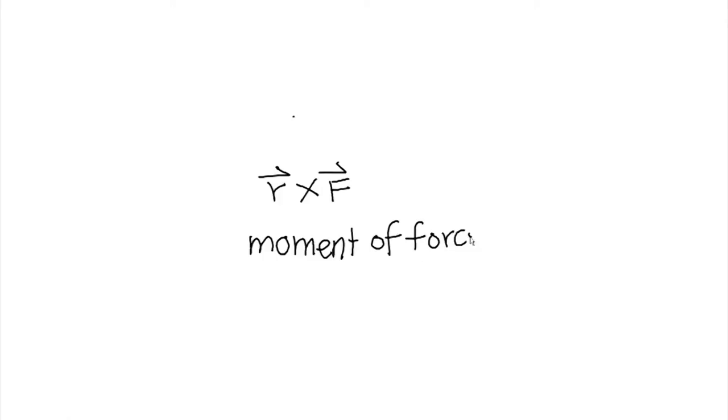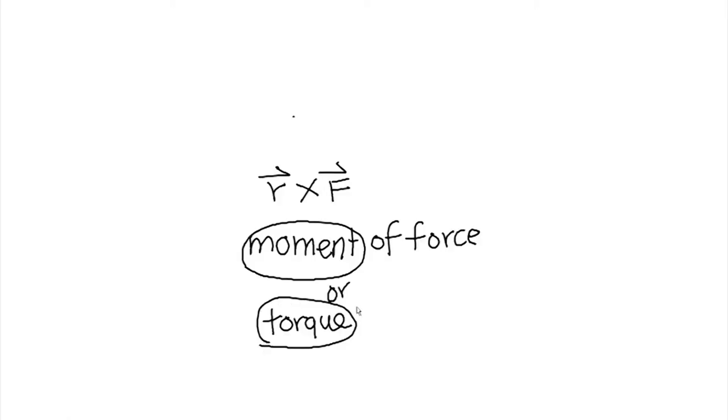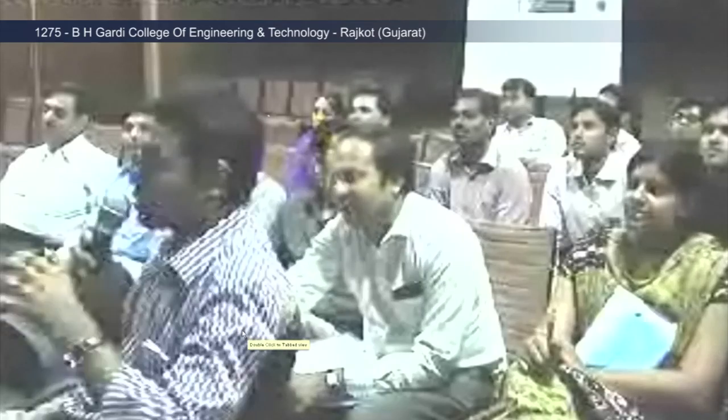So this term R cross F is typically called the moment of a force, but this is just semantics. Let us not get embroiled in that. For the moment of a force, you use the shortcut moment, or you also call it torque. Many a time I have noted that physicists typically use the word torque and engineers typically use the word moment, but both are equivalent. Okay, thank you sir. One more question sir.